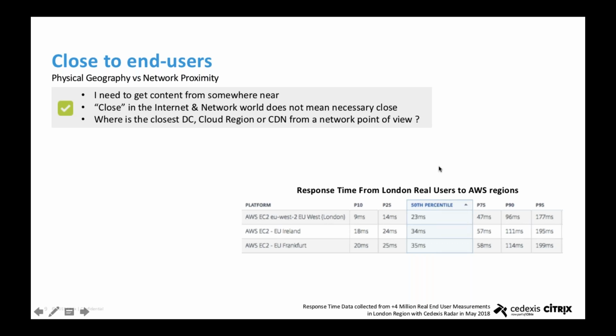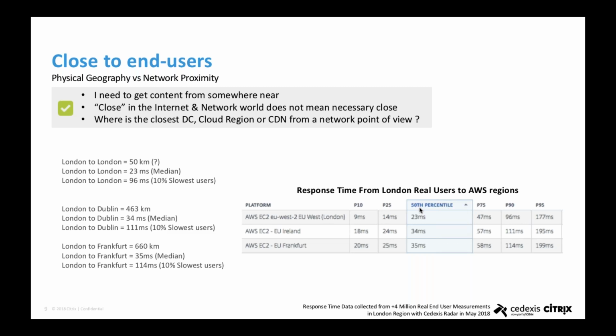So you see in the middle, the median, which is the 50th percentile, which means that for most of the end users, it's going to be 23 milliseconds from London to reach locally the London AWS region. And it's going to take 34 milliseconds to go to Ireland and 35 milliseconds to go to Frankfurt. So you see, to go to Ireland or Frankfurt just doesn't make any difference in some scenarios because, well, I put here in kilometers the actual distance, and it can take much more time physically to go to Frankfurt. But from a network point of view, it's going to be as fast as to go to Dublin, and not that different to go to London actually.